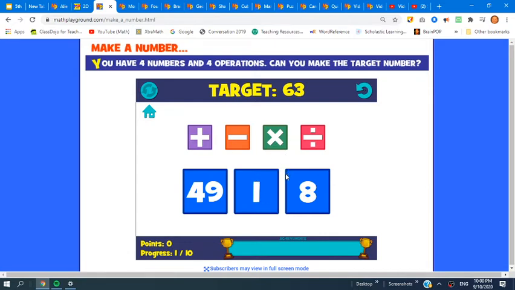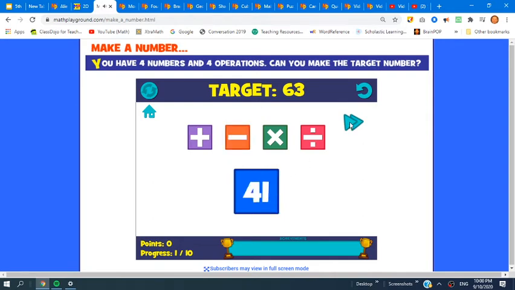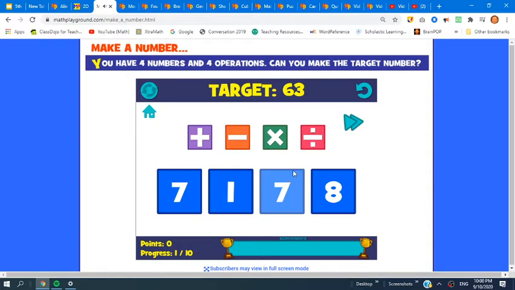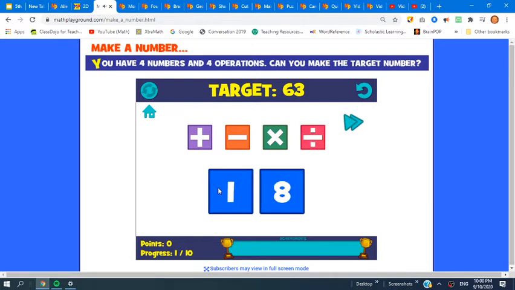Let's try 49 divided by 1 is 49. Now, I'm still not going to be able to get to 63. Ooh, this is tough, boys and girls. 49 minus 8 is going to be 41. Still didn't get to my target number. Okay, so we're going to try something different. 7 times 8 is 56. All right, now 56 divided by 7 is 8. Ugh, still didn't get to my target number.